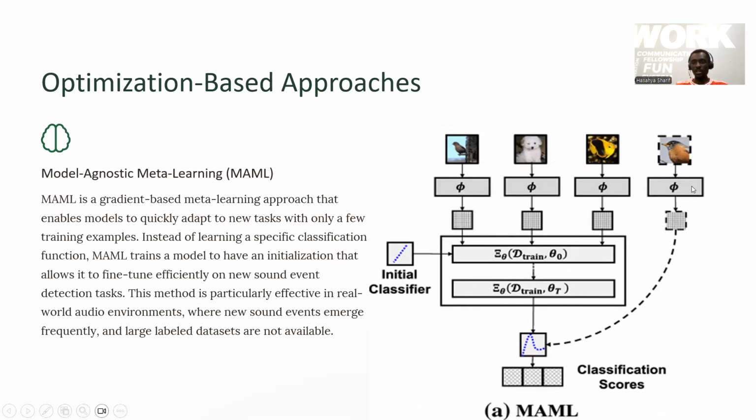Now, if a new sound which wasn't classified before is introduced, this model is able to do the classification by using the sounds it initially used in its initial classifier to come up with the final classification of that sound. Thus, this method is particularly effective in real-world audio environments where new sound events emerge frequently and large-scale data sets are unavailable.